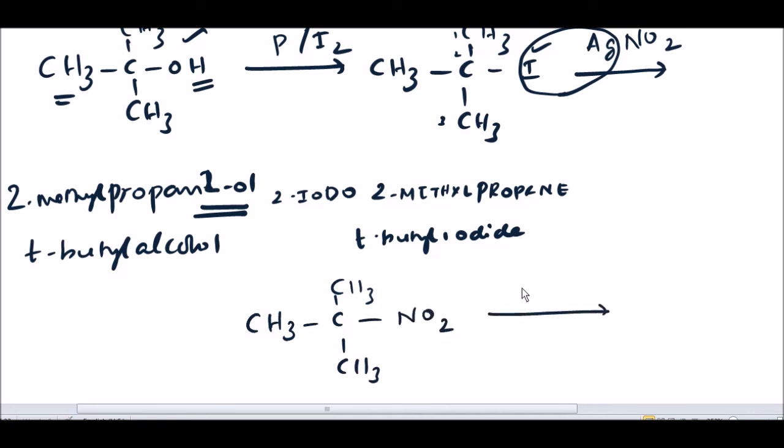Now the next step, it should be treated with nitrous acid, which comes from the combination of NaNO2 and HCl. But here this compound is a tertiary nitro compound in which 3 carbons are present in the linear chain. Its name is propane, and nitro is present in the second position. Methyl is also present in the second position, so you call it 2-nitro, 2-methyl propane. 2-nitro, 2-methyl propane is the product.